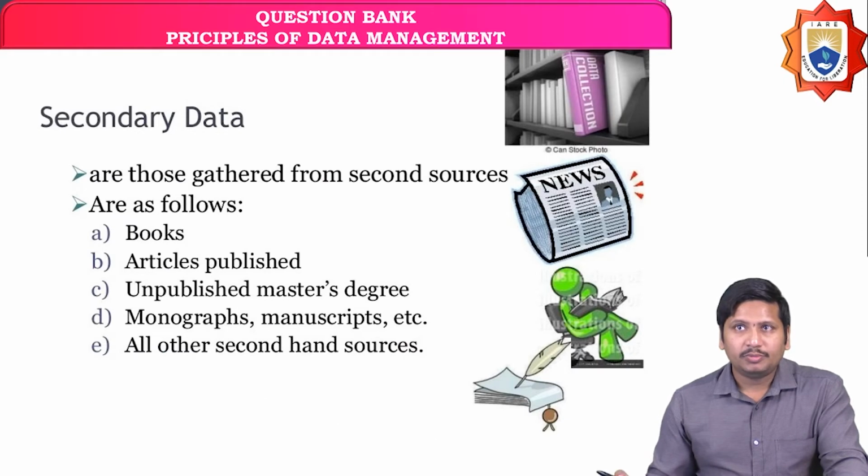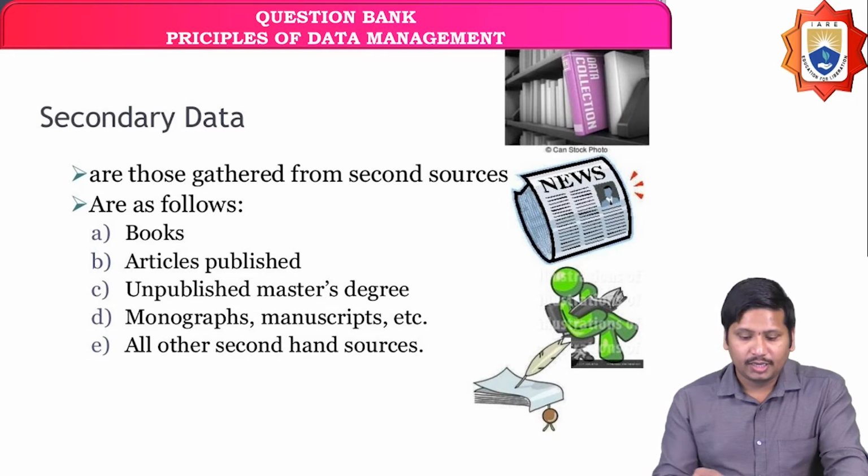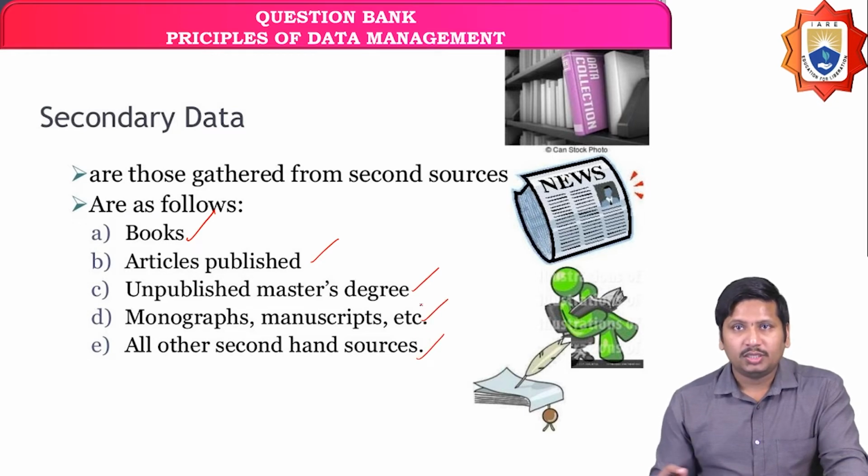And the second one is the secondary data. The secondary data is data gathered from secondary sources like books, articles published and unpublished, master's degree theses, monographs, manuscripts, and other second-hand sources. So these are some other categories of data.